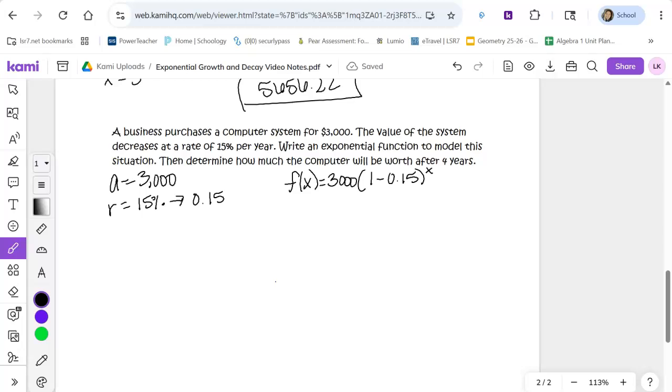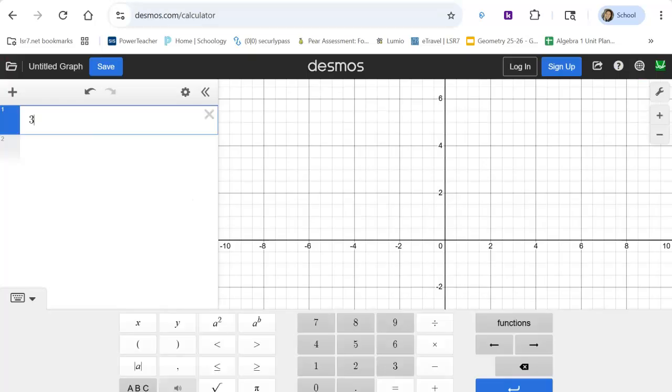It says after 4 years, so that means x is going to be 4. So then I have f of x equals 3,000 times 1 minus 0.15, which is actually 0.85, to the 4th power. So back to decimals, I have 3,000 times 0.85 to the 4th power. So that's 1566.02.